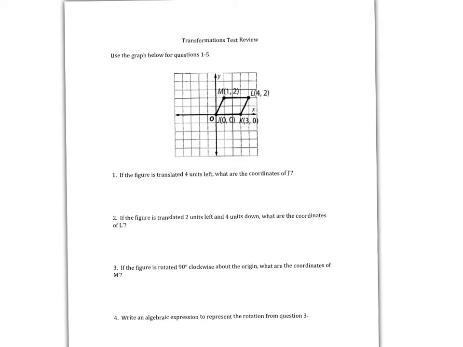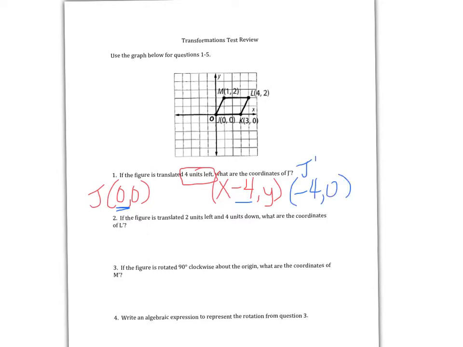So right now, the coordinates of J are 0, 0. So that's the original point. And if we go 4 units to the left, that's going to affect our x value. So that would be x minus 4, and our y would stay the same. That's the rule. So I would take my x value, which is 0, and I'm going to subtract 4 from it. So I would get negative 4, and my y is going to stay the same. So that's what J prime is, negative 4, 0.